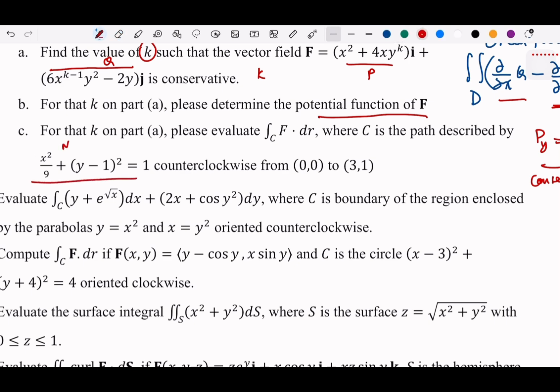This is not important, because you have the point here, right? You have initial point A, this is B. So this is the same using the minus F of A. Okay. And basically you could just put the 3, 1 and 0, 0 to the potential functions, subtract, and you get the value.